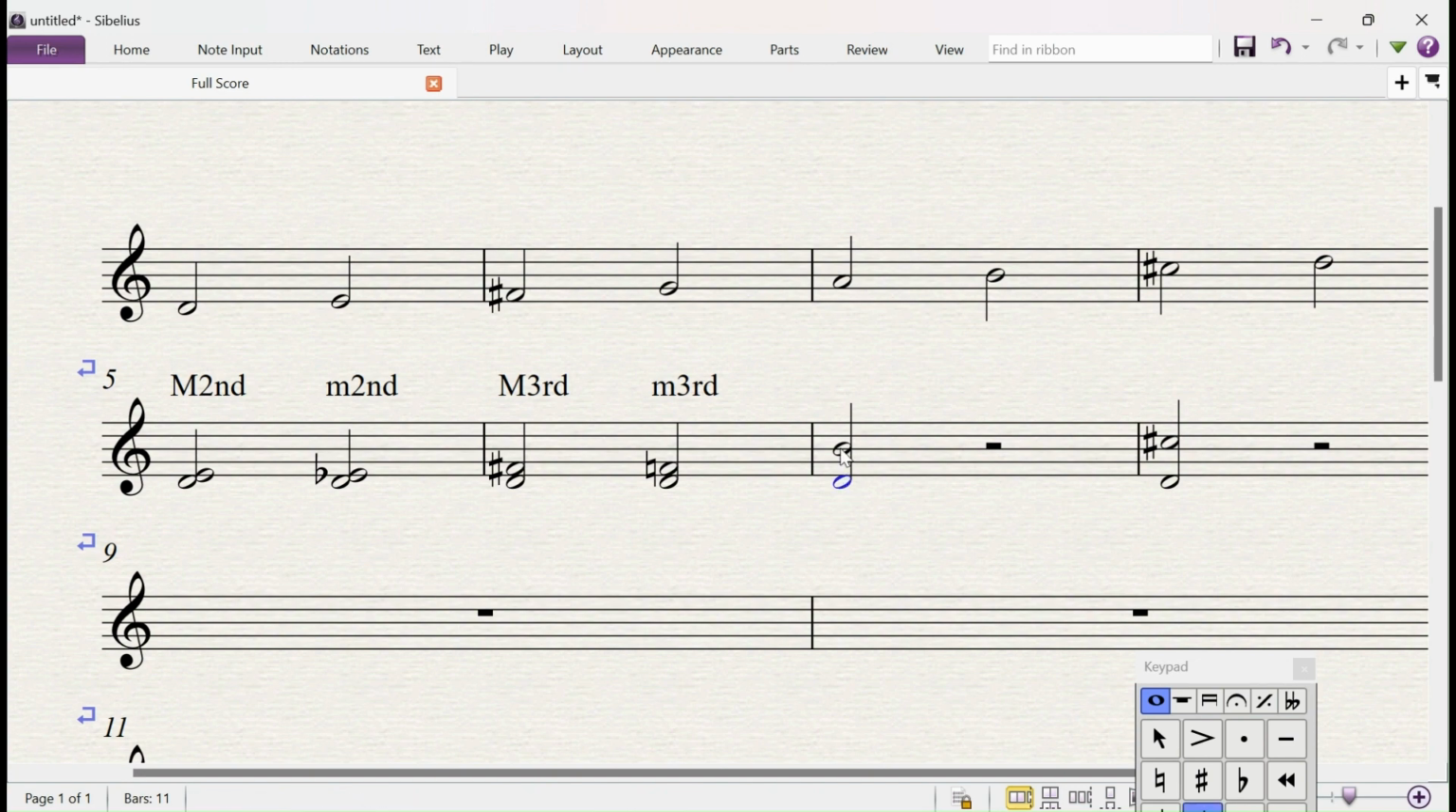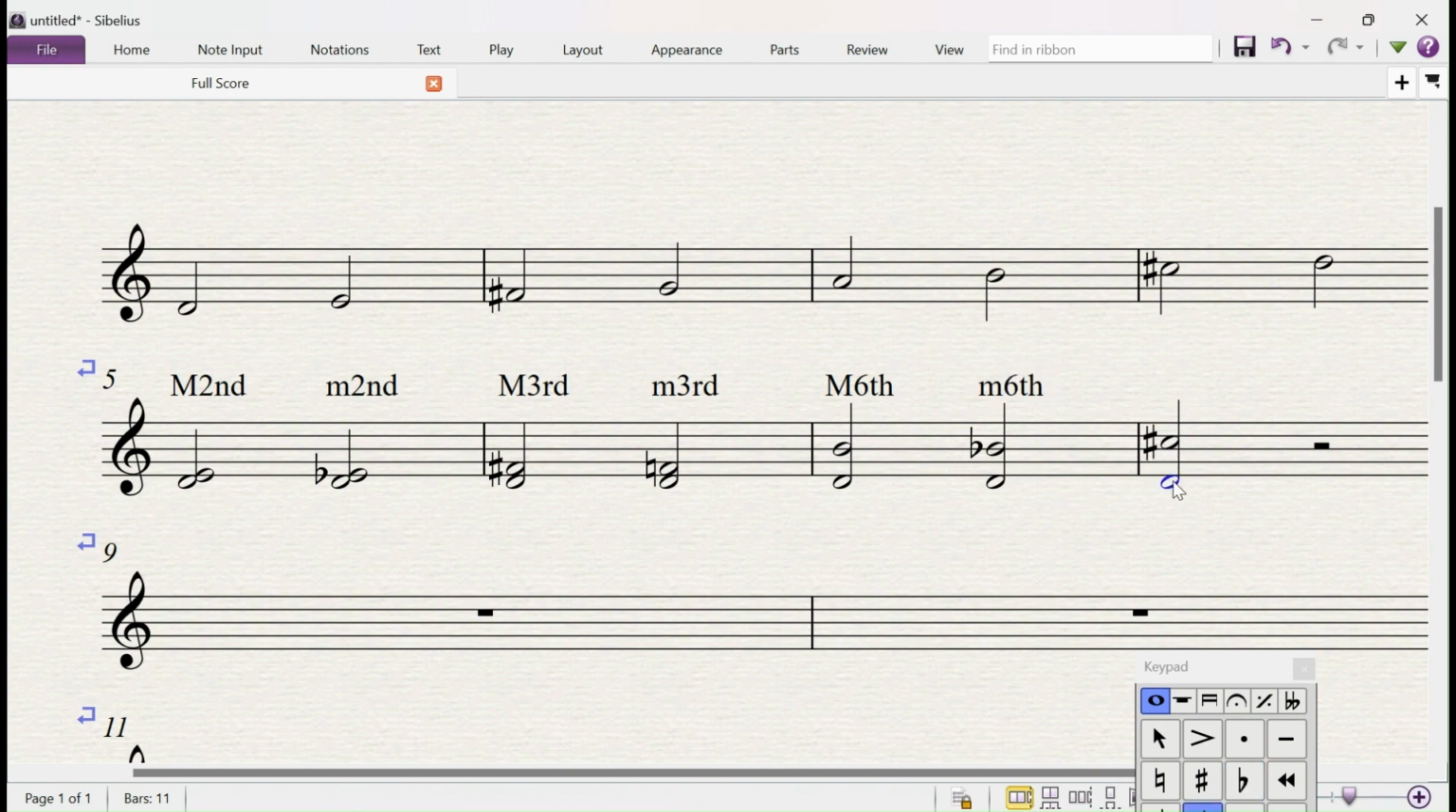So D to B, B is in the D major scale. This is a major sixth. If I just lower the top note by a half step, it becomes a minor sixth.